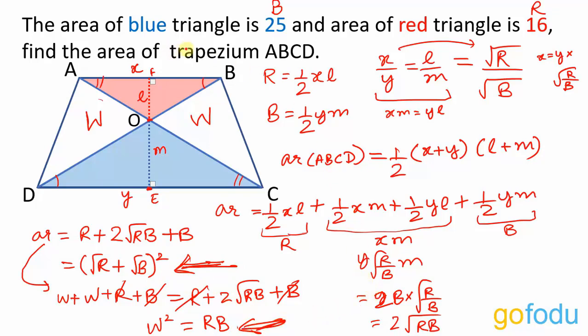So for this question, the area of trapezium ABCD will come out to be root of R, R is 16, root of R will be 4, plus root of B, root of B will be root of 25, that is 5, whole square. 4 plus 5 whole square will give us 81 square units as the final area of this trapezium. Thank you.